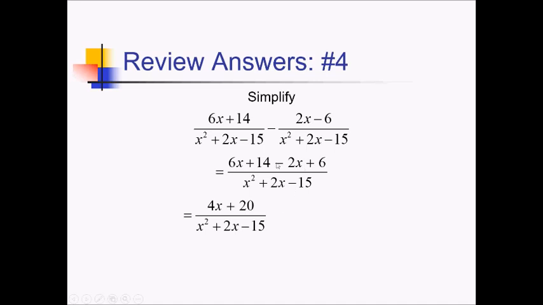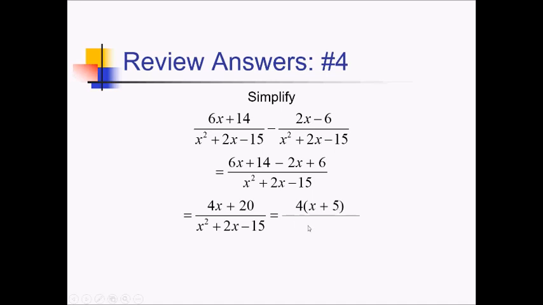When you've added or subtracted, you should always double check to see if you can factor and reduce a little bit more, because you're not going to know it until you get to this point. It looks like I can factor a 4 out of that numerator. So we have a 4 parentheses x plus 5.